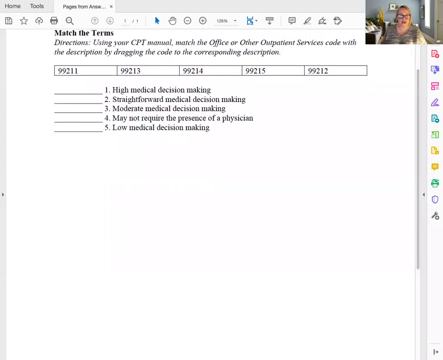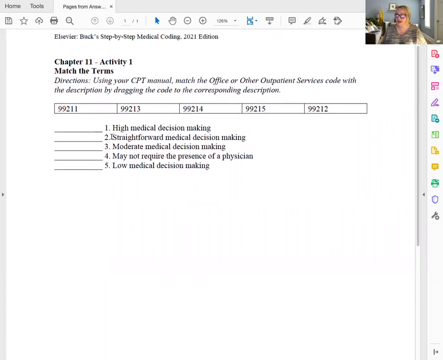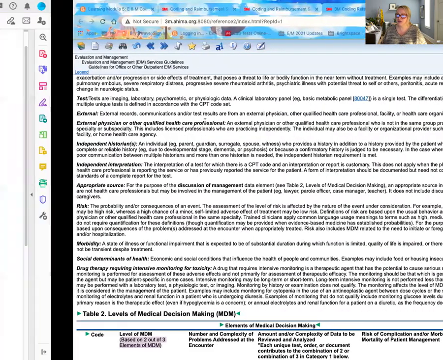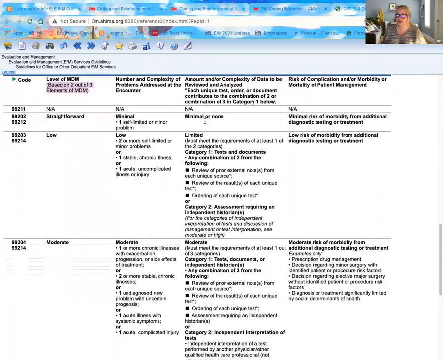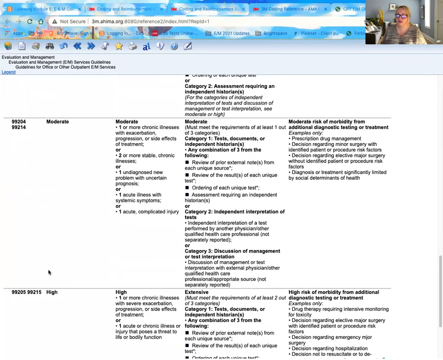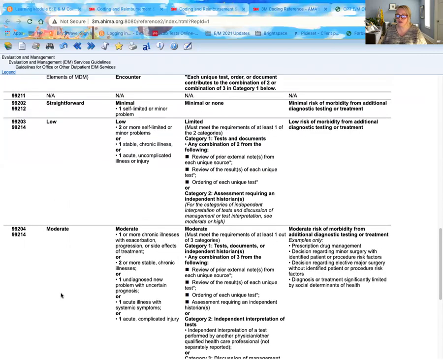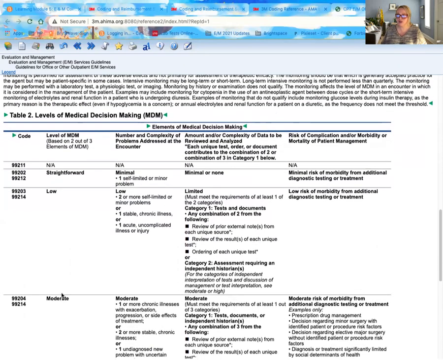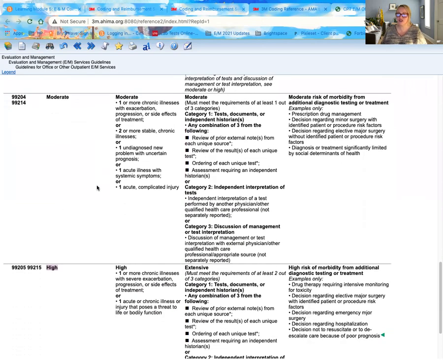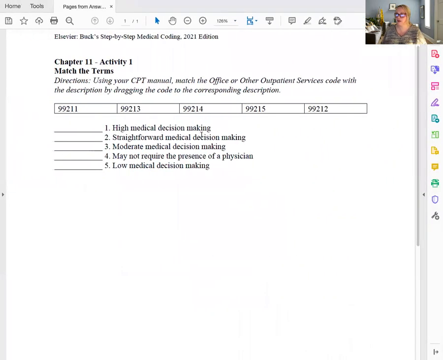Our first one is a high medical decision making. So I can look and say which of these levels of service has a high level of medical decision making. If you're familiar with the different leveling of medical decision making, you'll know that a high level is going to be either a 99205 or a 99215. And we can see that here based off of the level of medical decision making for a 99215. In fact, this chart's just looking at what level of medical decision making we will use.